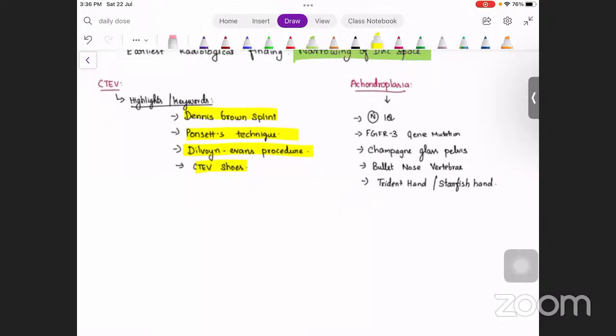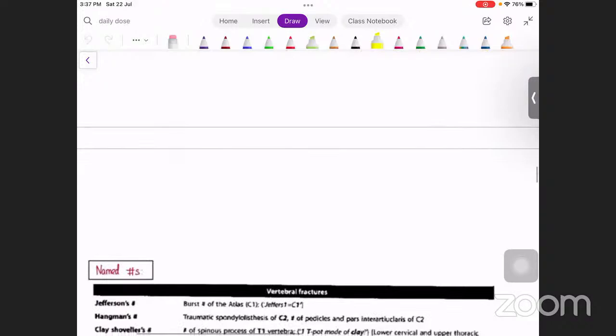Then you have achondroplasia: normal IQ, FGFR3 gene mutation, champagne glass pelvis, bullet nose vertebra, and trident hand or starfish hand. What are the things you may see in achondroplasia? FGFR3 gene mutation, champagne glass pelvis, bullet nose vertebrae, trident hand or starfish hand. These are the keywords you look for in achondroplasia.